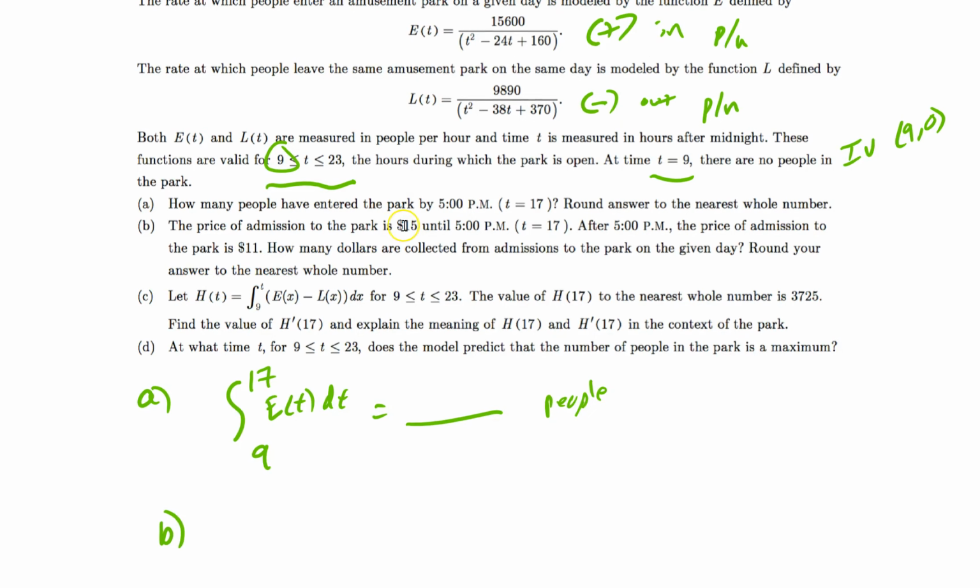The price of admission to the park is 15 until 5 p.m. After 5 p.m., the price of admission is 11. How many dollars are collected from the park on a given day?